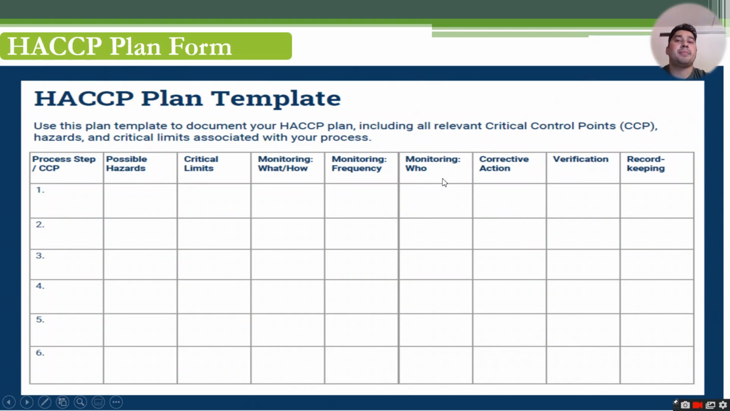Corrective action. If the temperature is not meeting the limit, what is the corrective action you will take? Maybe the temperature is too high, so you will send back the deliveries, or maybe the temperature is a little bit low, so you will close the vehicle door, so the temperature will come down, then you will receive it. So what are the corrective actions you will take? Now the verification, how will you verify?